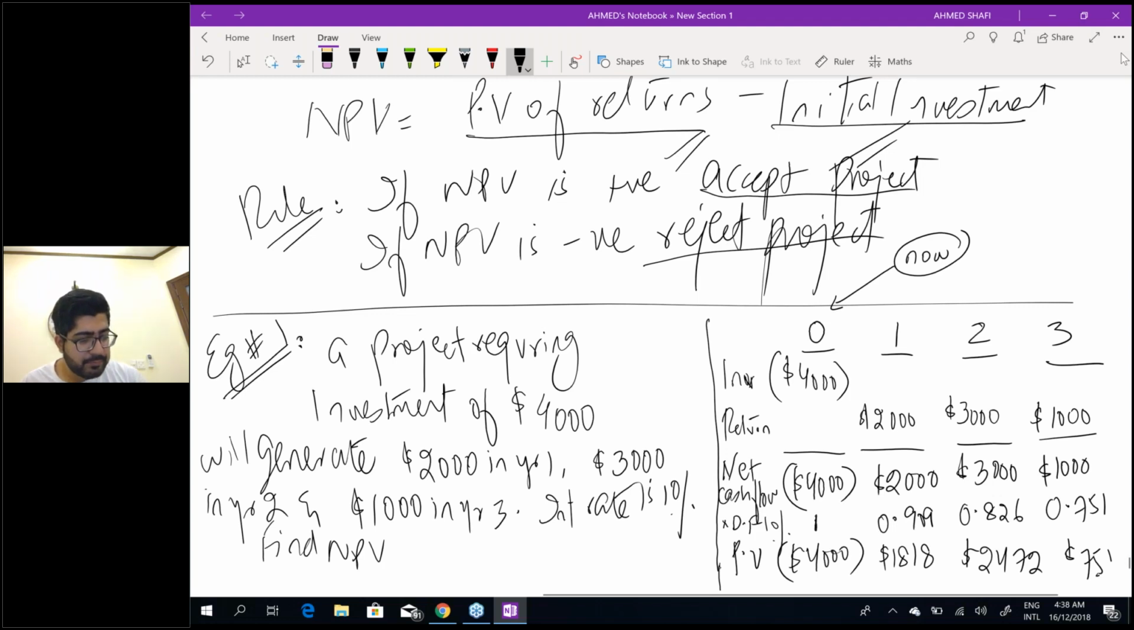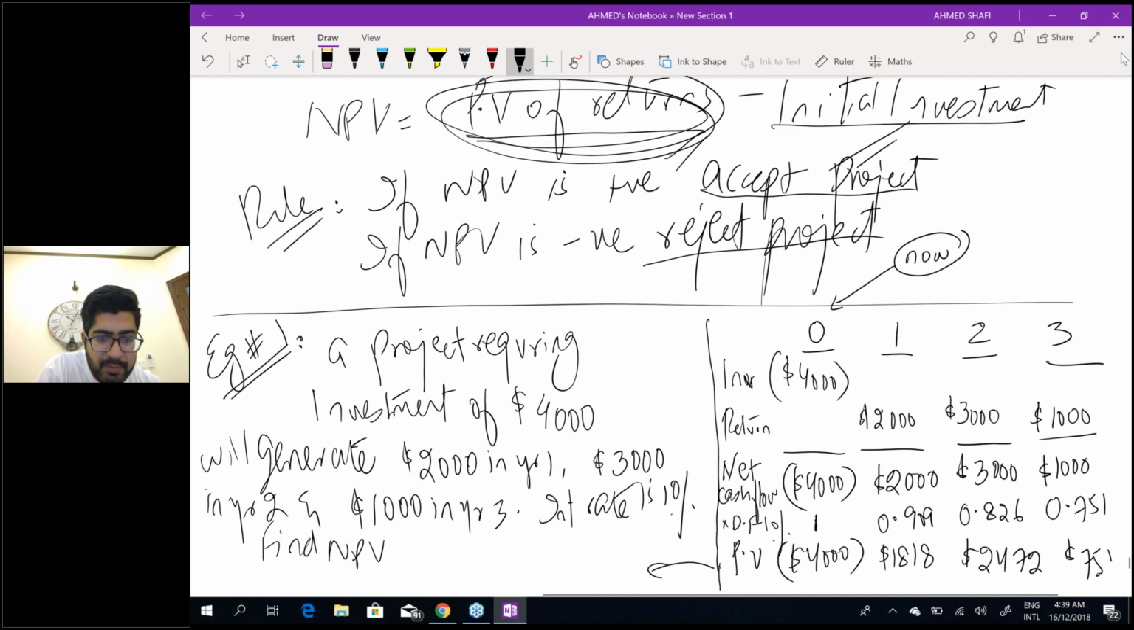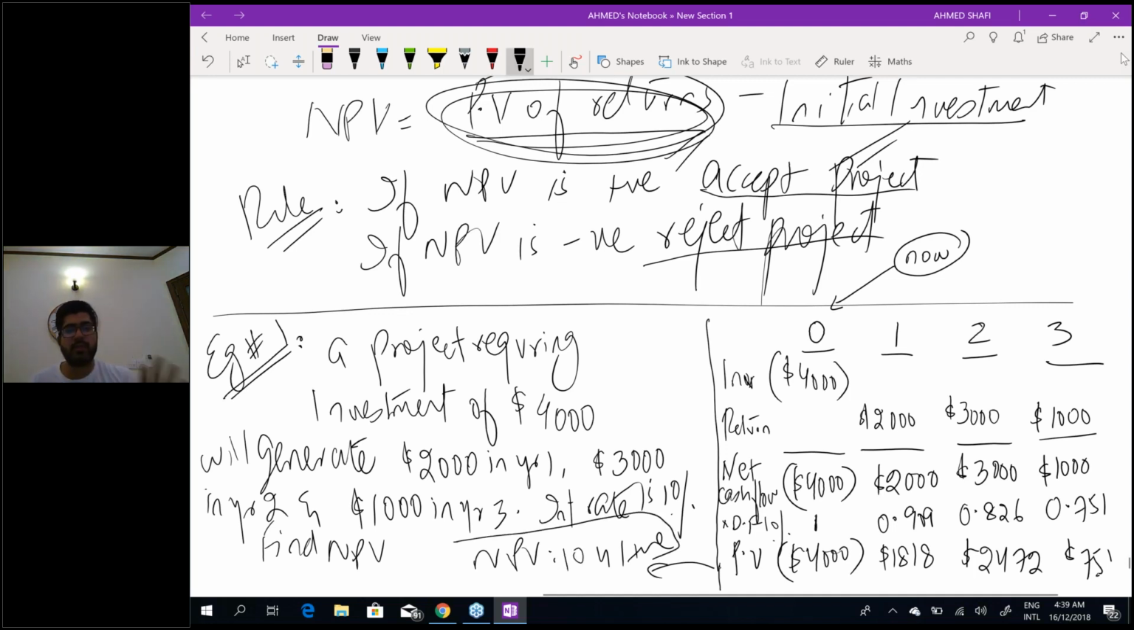Does this make the formula? Definitely yes. You need to add all present value of returns. This is the present value of returns for NPV. All these three present values. And less the investment 4,000. You will get the NPV. NPV is 1041 positive. And positive NPV means you need to accept the project. Okay, this is how NPV technique works.